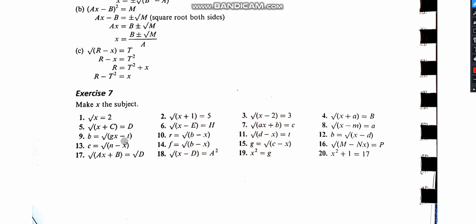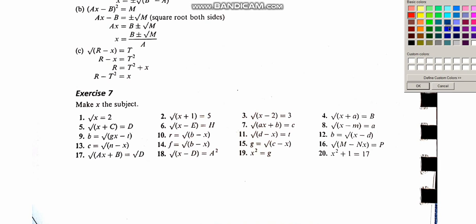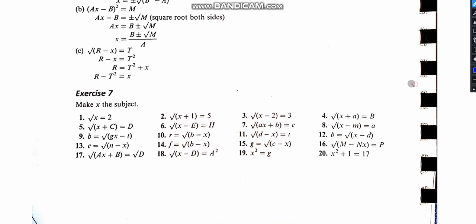Okay, now there's another style of question. In this case we're going to make x the subject. Let's pick one first. Okay, no, this one. Okay, we write over here. Let's do question number 2.